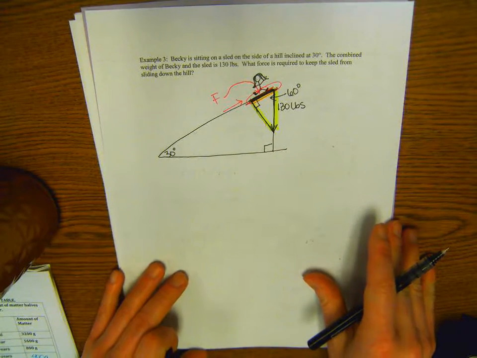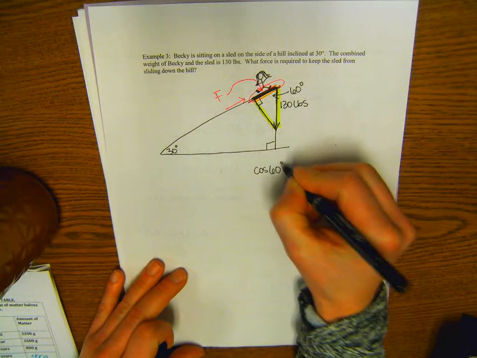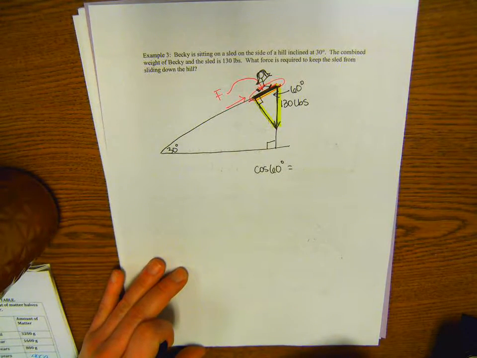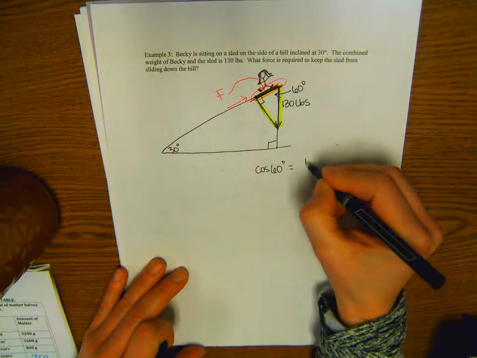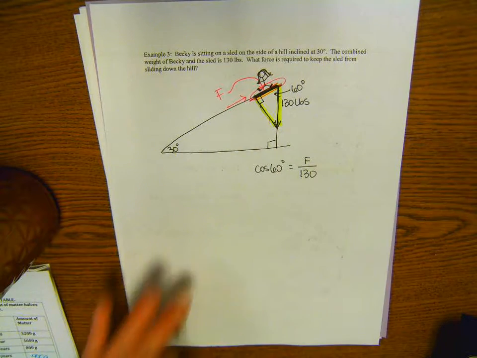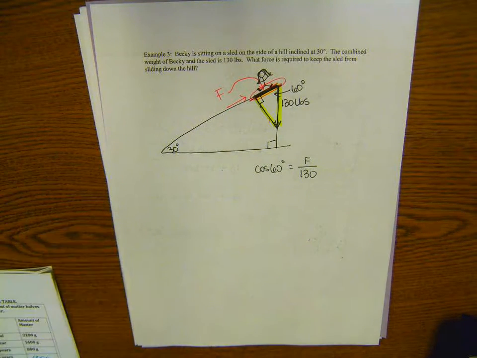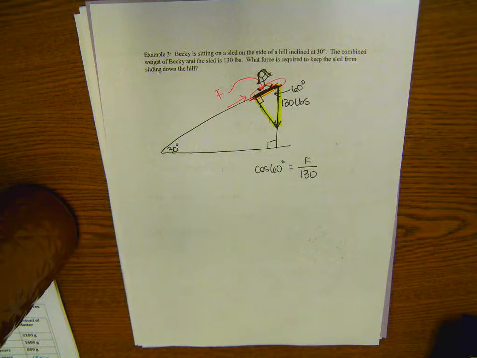So let's set something up here. Which one uses adjacent? Okay. So I'm going to write the cosine of 60 degrees equals adjacent, which I do not know, but I'm going to find the force, over the hypotenuse, which is 130. All right, can you guys find that for me, please? Did you get 65 pounds? Okay.